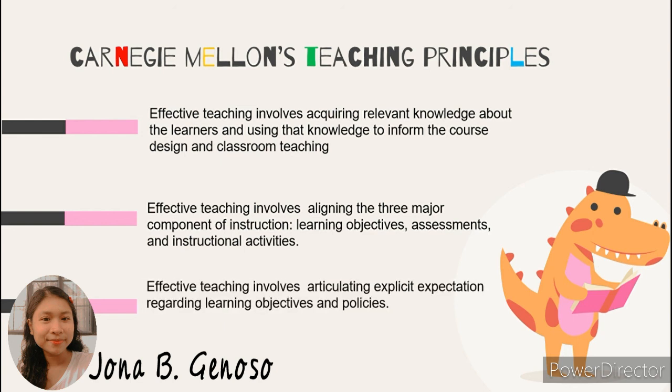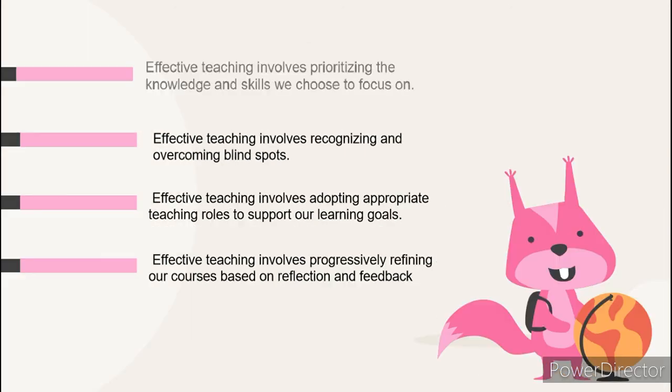The next principle is that effective teaching involves articulating explicit expectations regarding the learning objectives and policies. It is when the learner across classrooms and given disciplines expects variation. It is when the knowledge and skills that the learner is expected to demonstrate are stated, giving the learner the target which they will be able to aim for and enabling them to monitor their progress. Altogether, being explicit leads to a more productive learning environment for all learners.